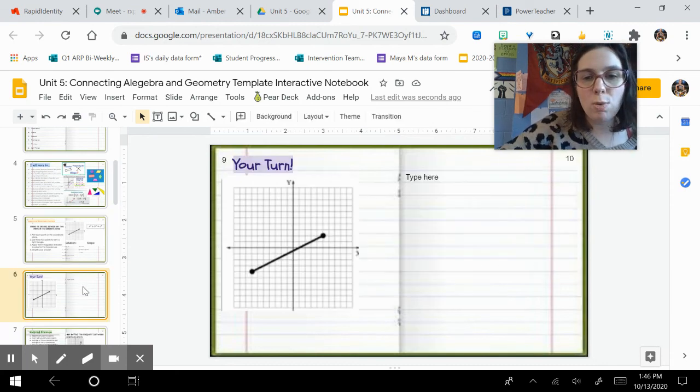So your job is to do this problem right here. And then you have this whole bunch of space to do your work.